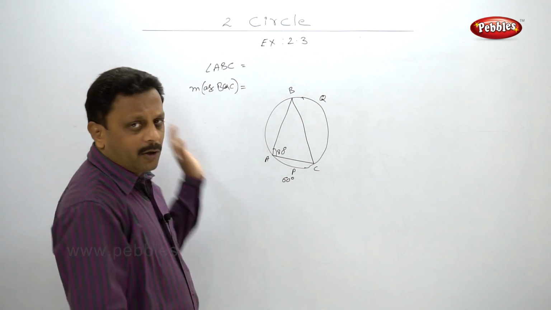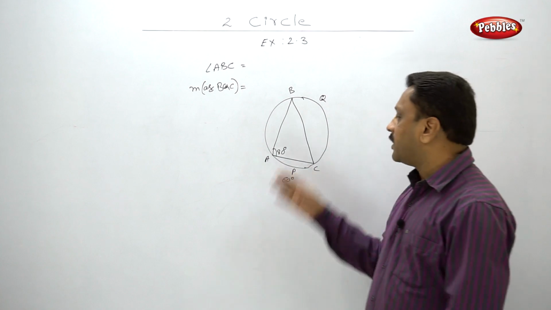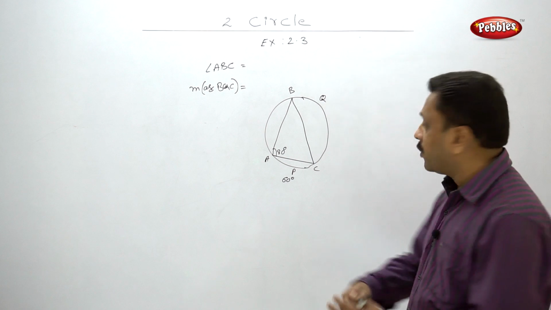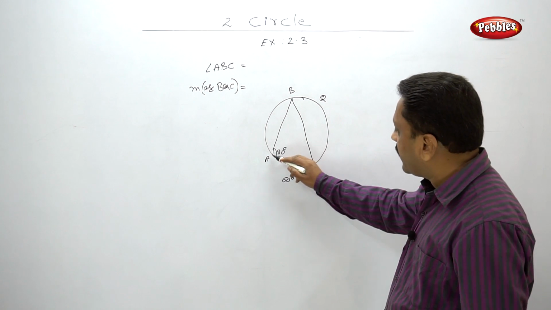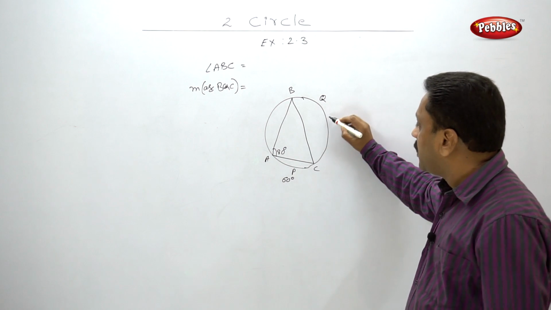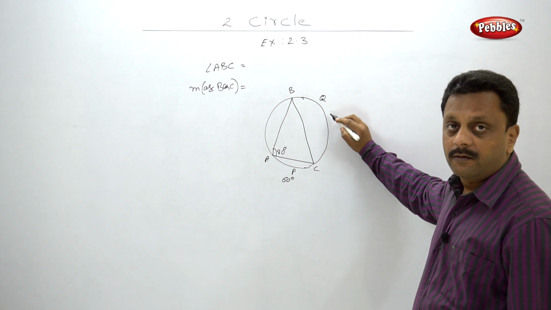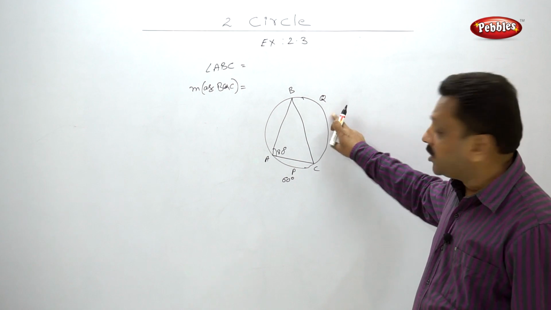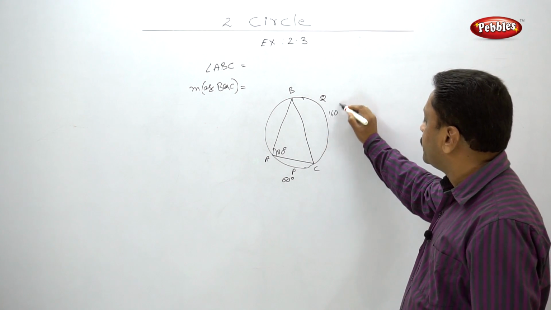Now, the problem is very simple. First of all, we'll analyze the figure and write down whatever we can find out from here. Simple thing. This angle is 80 degrees. This angle is making this arc, that means intercepting this arc. So we know that this arc measurement must be double of this angle. So it is 160 degrees.